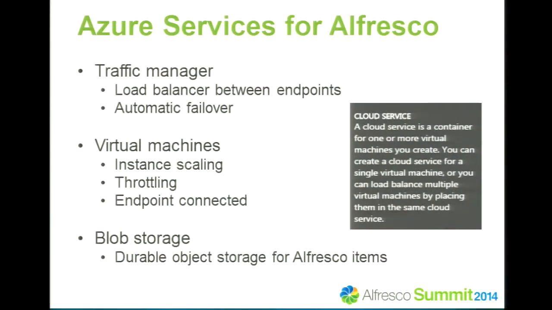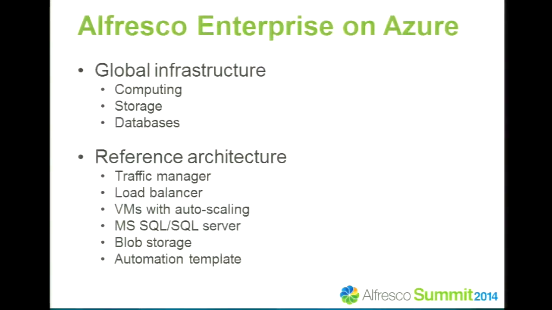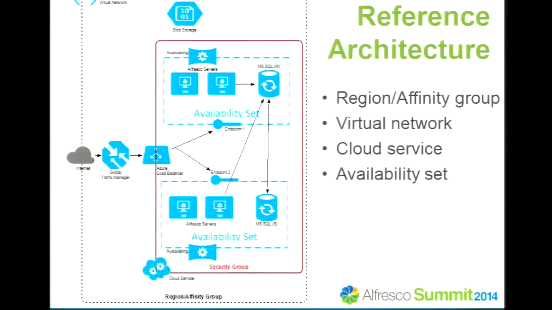So some of the services that we'll be leveraging for Alfresco are mostly at the front end: the traffic manager and load balancer, virtual machines, and for storage in future, we'll be adding the blob storage for it, okay? So what does it look like when you try to do an enterprise on Azure? You leverage similar infrastructure, which is similar to AWS, but the reference architecture is actually a little bit different than AWS. You start trying to leverage some of the AWS stuff, and this is what it looks like in something that we have set up.